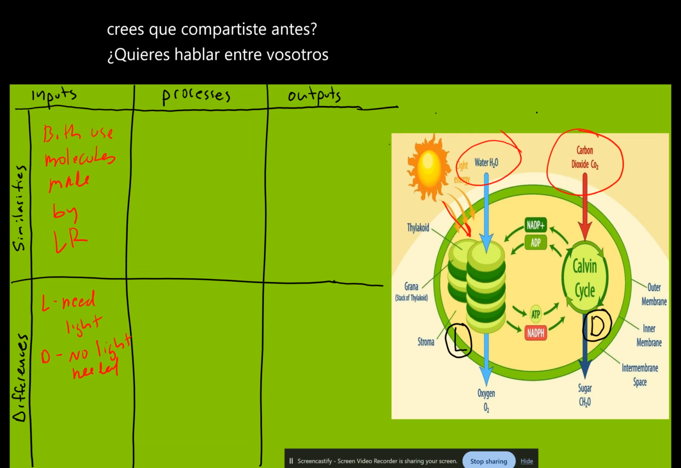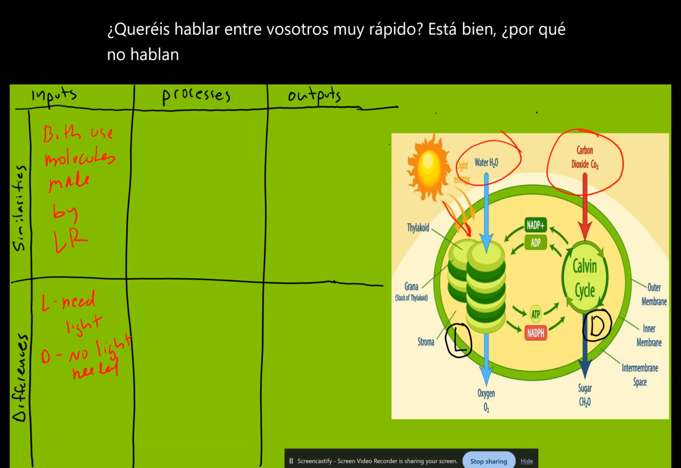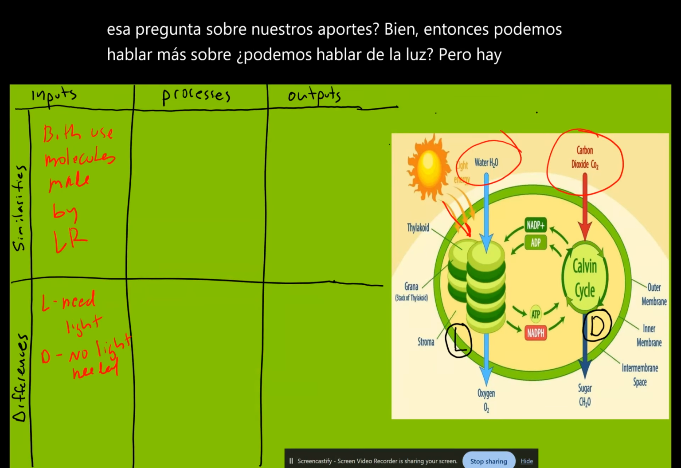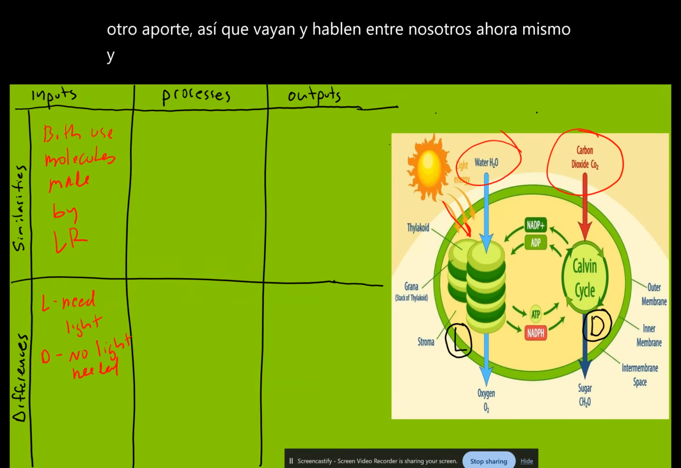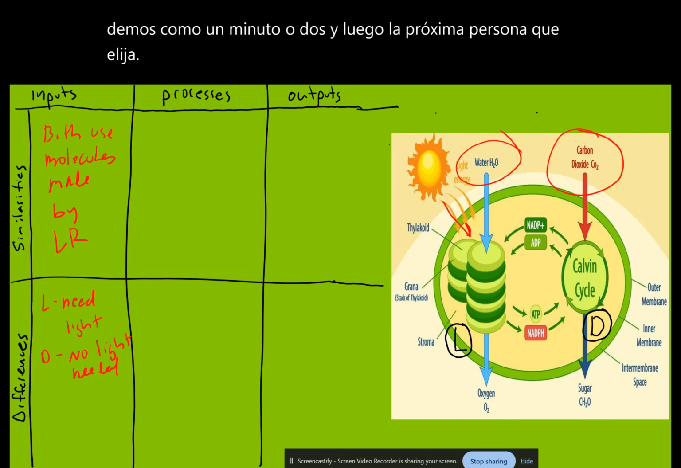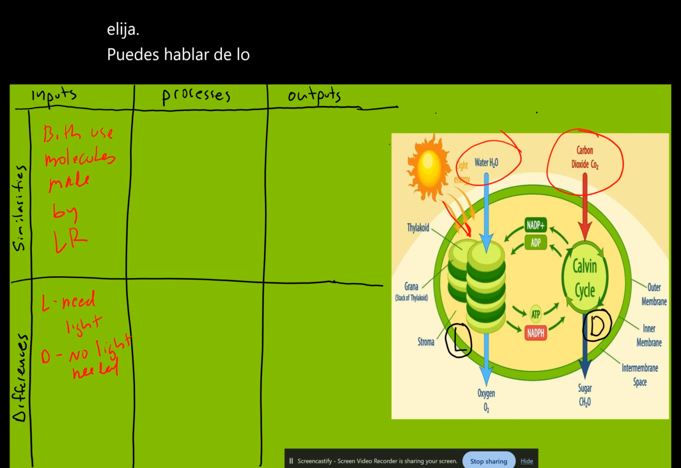Okay, why don't you talk to each other real quick at your table groups on that question about our inputs, okay? We talked about the light, but there's some other input. So go and talk to each other right now. I'll give you like a minute or two, and then the next person I pick, you can talk about what you talked about. So what are some other inputs? Talk to each other.